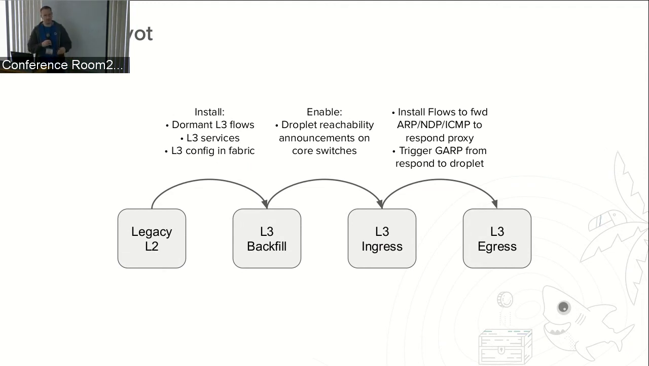Those are then enabled so that you have ingress traffic, the southbound traffic, going over the L3 network. Going from L3 ingress to L3 egress, we install flows to redirect ICMP, NDP, and ARP messages from the droplets to Respond, so they get that special MAC so we can identify northbound traffic. We also trigger GARPs from Respond to the droplet to help their ARP caches flip over to use that special MAC address. And that same MAC address is used for any ARP entry within their cache.